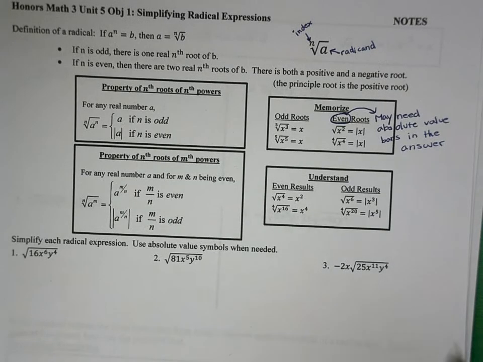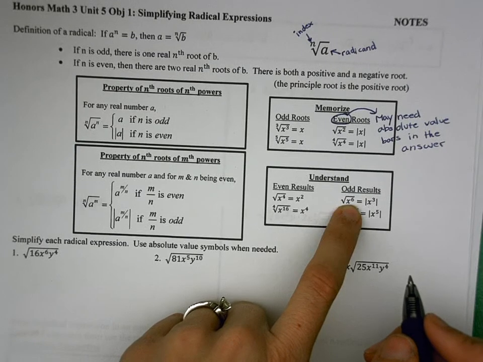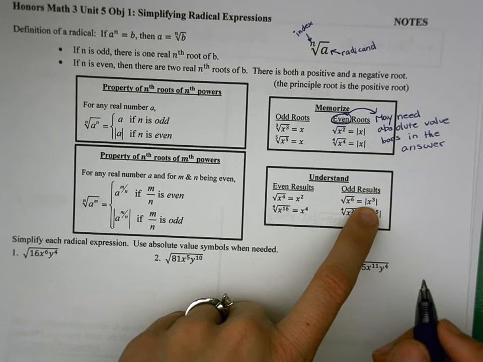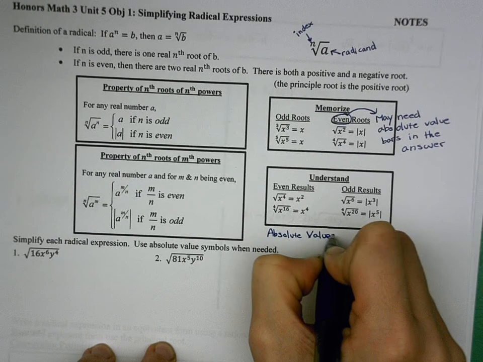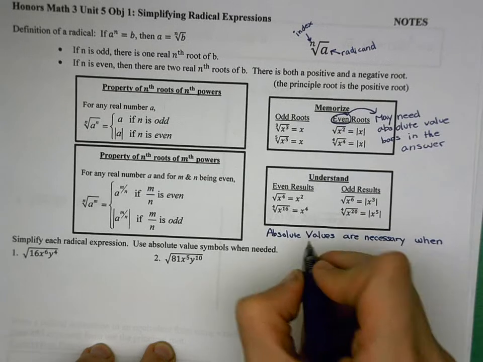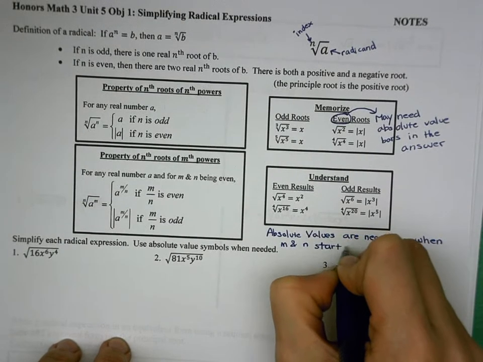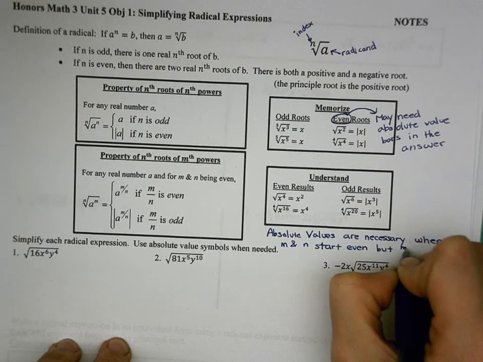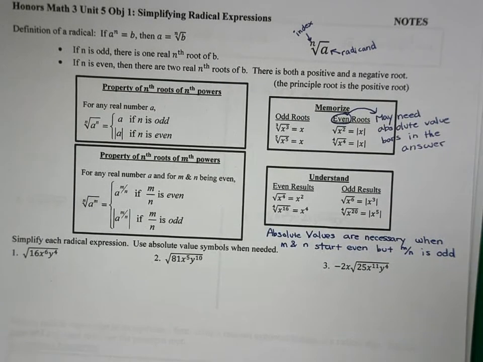Okay, so what does that mean? Well, it means what we need to make sure we check is this. Yes, even roots might have absolute value bars, but more importantly, it's not just the even root, it's the even root when you start even, so we're even and even, and we end up odd. Okay? So absolute value bars are necessary when m and n, your powers here, start even, but m over n, my division here, the 20 over the 4, is odd. When you start even, but end up odd.